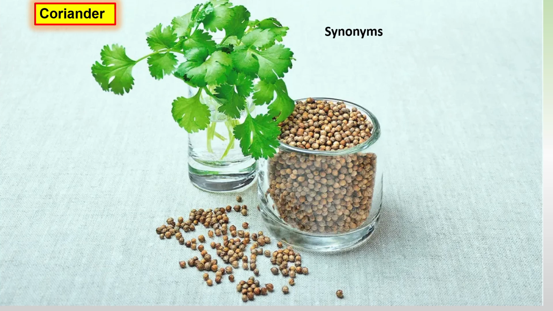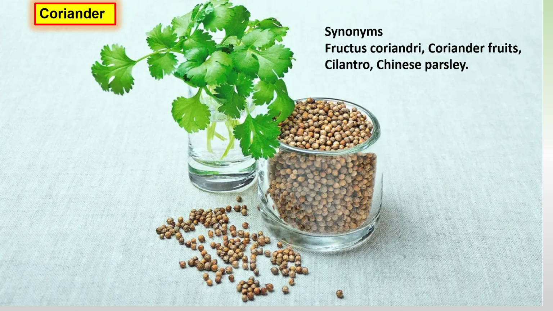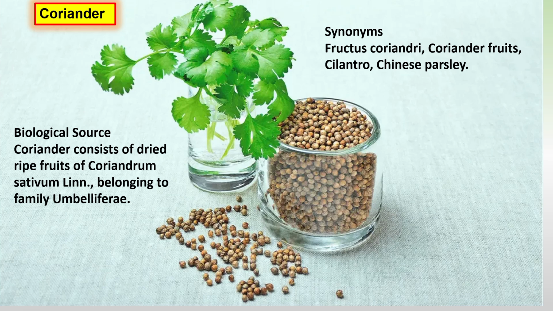Coriander synonyms: Fructus coriandri, coriander fruits, cilantro, Chinese parsley. Biological source: coriander consists of dried ripe fruits of Coriandrum sativum Linn, a scientist name, belonging to family Umbelliferaceae.